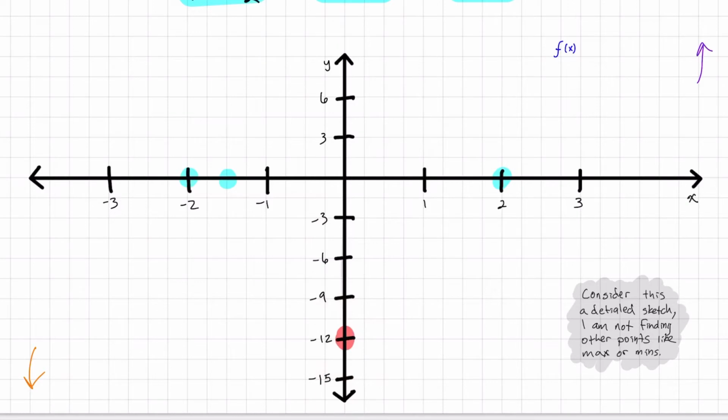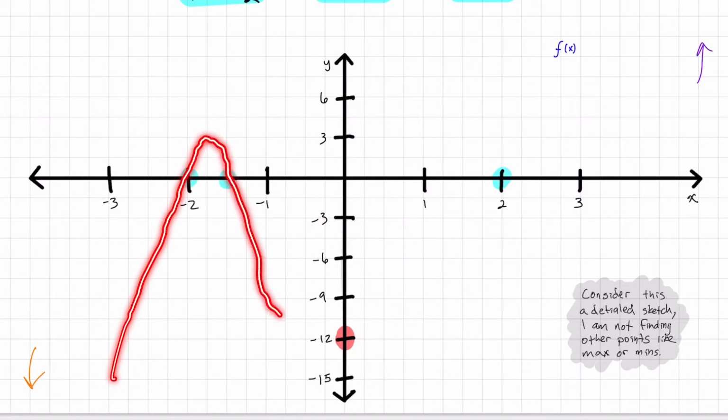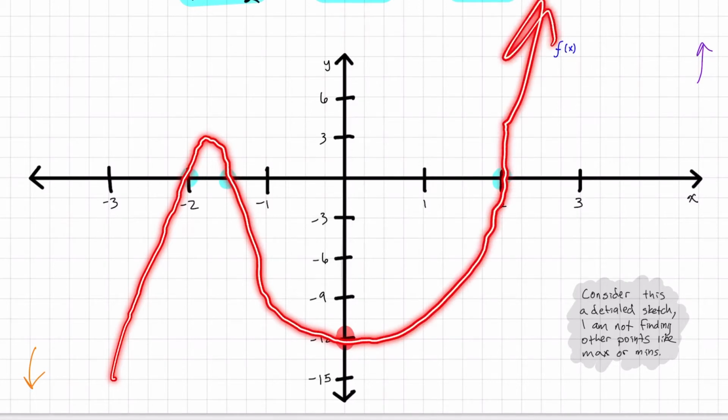So this tells me that somehow my function starts at the bottom. It's going to have to cross through the x-axis, then cross through it again, then at some point go through the y-axis, and then cross through the x-axis, and then go up. So I know that that's the general shape of my function here. I just need to make it nice and smooth and connected.